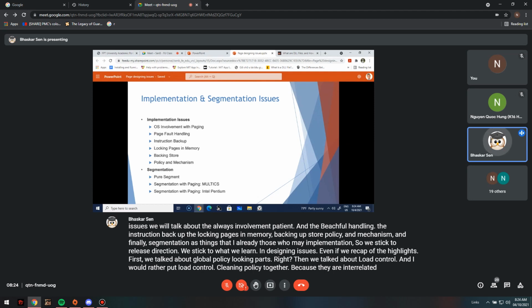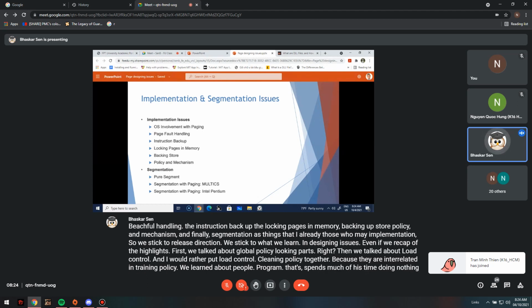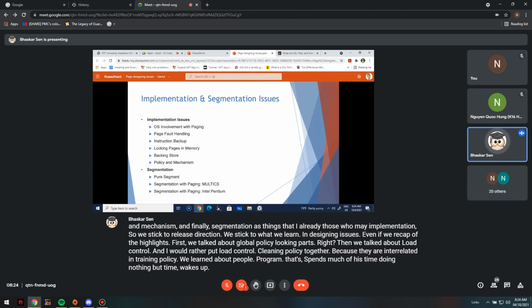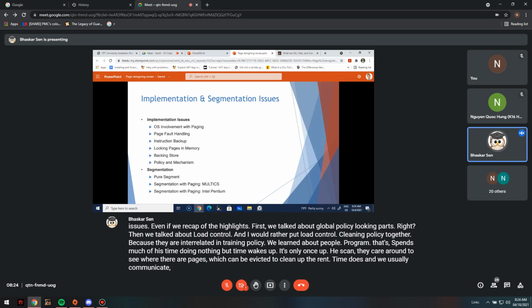In cleaning policy, we learned about a daemon program that spends much of its time doing nothing, but from time to time wakes up. It has only one job. It is to scan the entire RAM to see where there are pages which can be evicted to clean up the RAM from time to time. That's what the job does. And we usually implement it by using the two-handed clock.